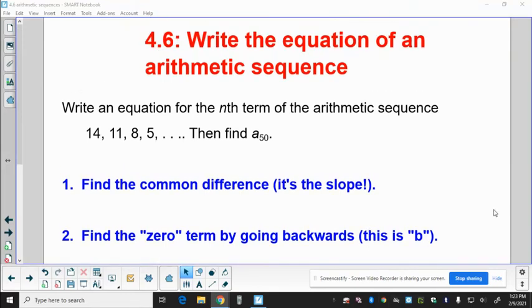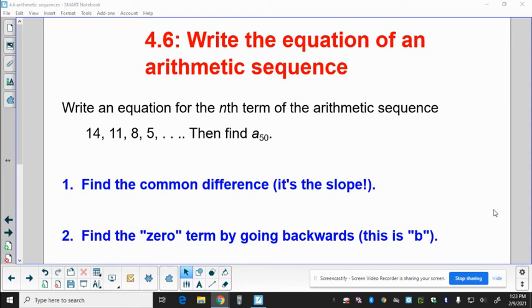Today's lesson, section 4.6. Our objective is to write the equation of an arithmetic sequence. So that's the way you say that word, arithmetic. It's not arithmetic, but it is kind of similar to that. Let's look at the problem that we have first. Then we'll talk about how this is going to be done.